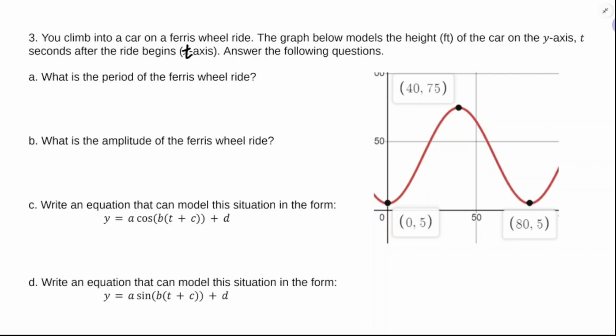What's the period of the Ferris wheel ride? So I normally look top to top, but we don't have that much graph to look at. So I'm going to look at, see two labeled points that are both bottoms on the graph, and we just need two equivalent points to measure the period. So it's going from t equals 0 to t equals 80. So I'm going to say the period equals 80.